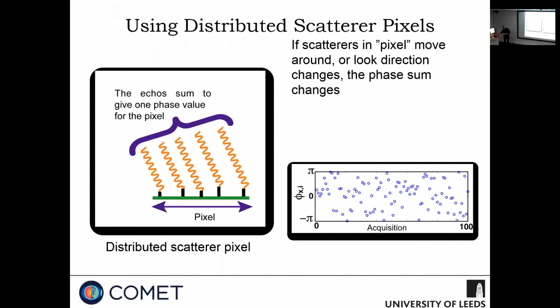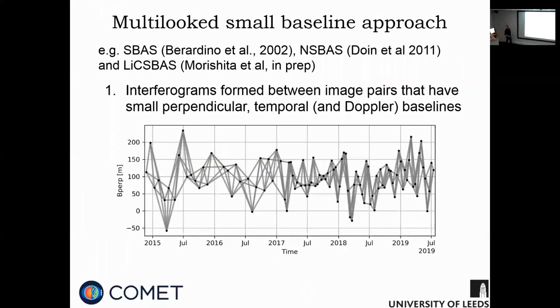So in practice, you might form a network of interferograms like this. This is time on the x-axis, and same kind of plot I showed you before. In that case, it's radiating out from the first image. Now we're making multiple interferograms, each of which is short in the sense of temporal baseline, and also short in terms of perpendicular baseline. That's because perpendicular baseline is essentially changing, so you keep that small to minimize the change.